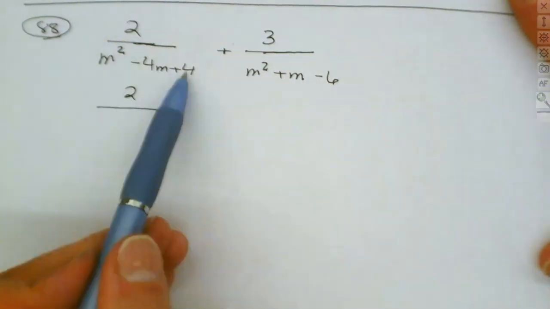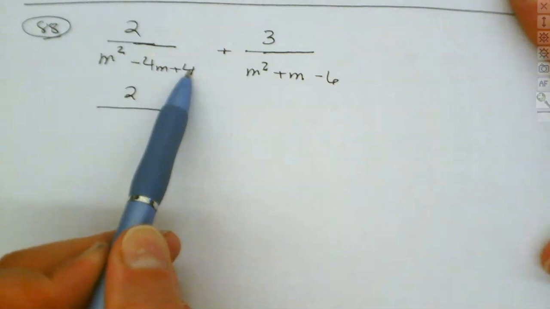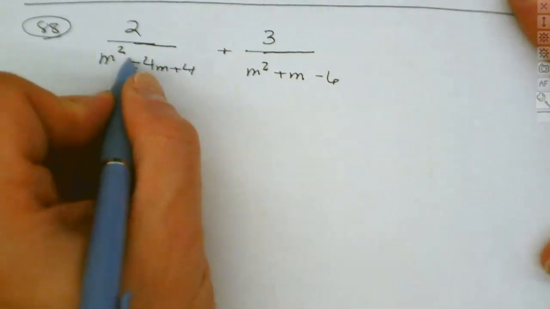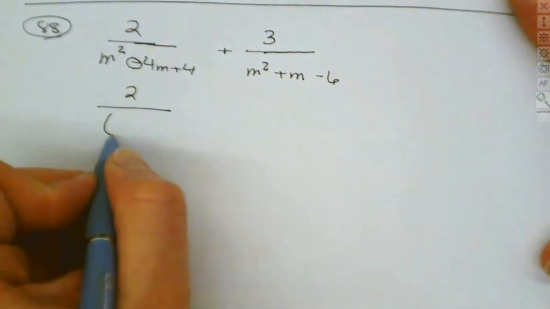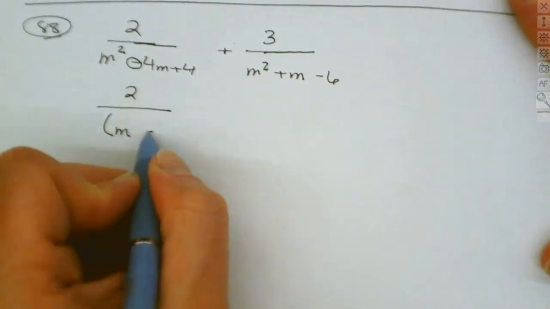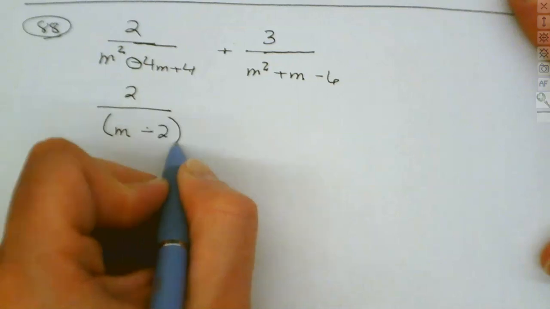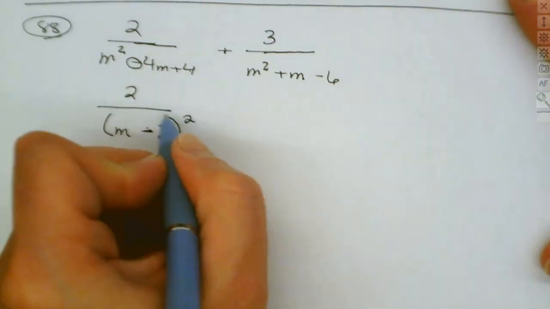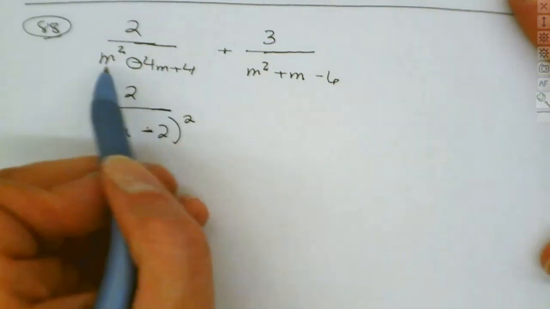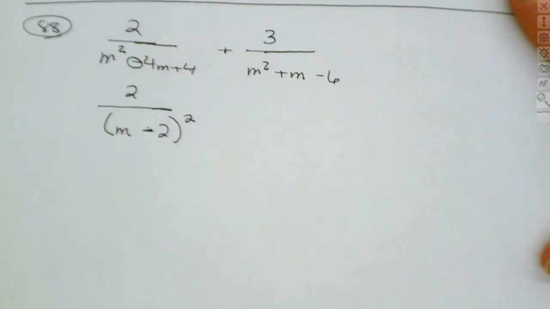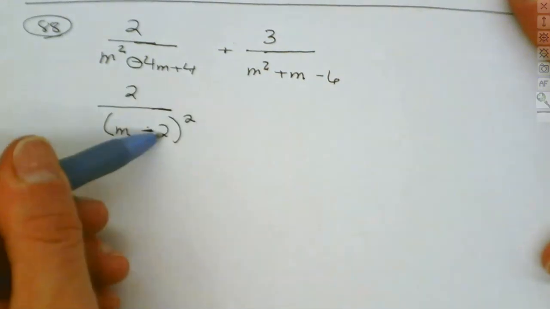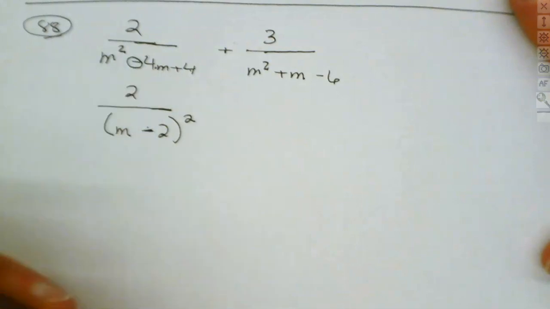What about this one? 4 is a perfect square of what? 2, right? This is a perfect square trinomial, negative in the middle, so that's going to come down as an m minus 2 quantity squared, because the 4 is a perfect square. When you double it, you get the negative 4.